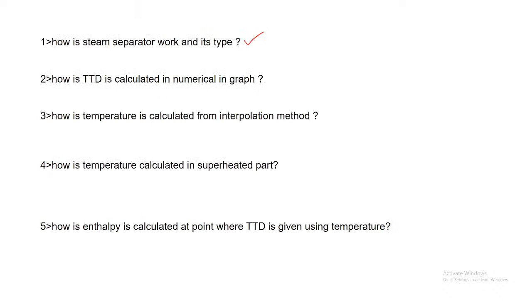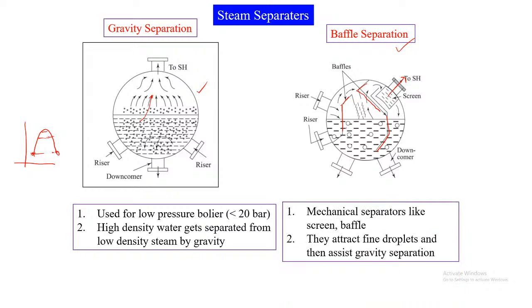So we will see the next question. We have seen the question, how does a steam separator work? Now: how is TTD calculated in a numerical and in a graph? How is temperature calculated from the interpolation method? How is temperature calculated in superheat? And how is enthalpy calculated at the point where TTD is given? I will discuss 2 and 5 first. Let us discuss 2 and 5.